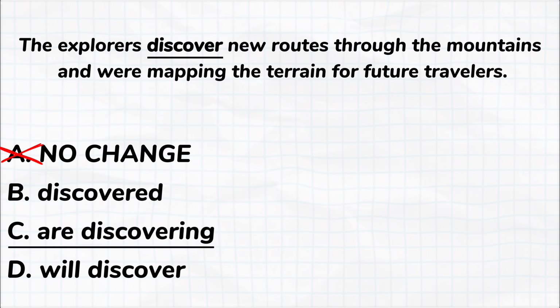Choice C, are discovering. That's present progressive. Still does not match the past tense. It is wrong. Choice D, will discover. That is future tense, not past tense. Again, it does not match. So the only correct option is B, discovered.